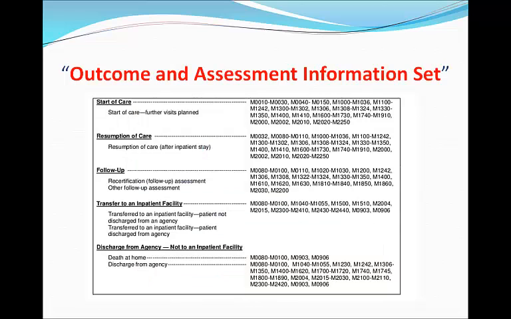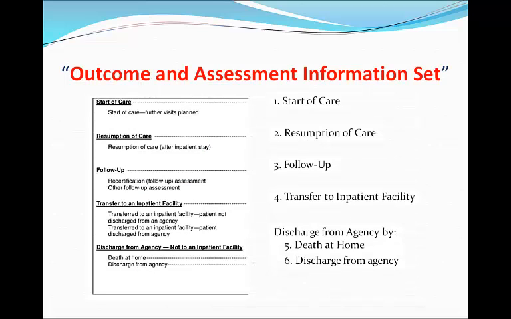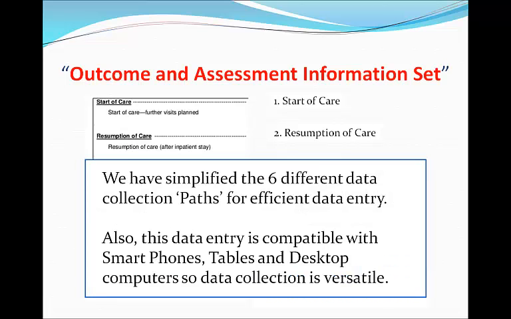Now the OASIS form wants to be filled out as far as outcome and assessment information set. This is the left side of that first part of the OASIS form. The start of care, resumption of care, follow-up, transfer to inpatient facility, discharge for death at home, and discharge from agency. This is the most efficient way to enter data into the OASIS-C form. We call them data paths. So we've simplified the data entry to follow these paths. This data entry is also very compatible with smartphones, tablets, and desktop computers.